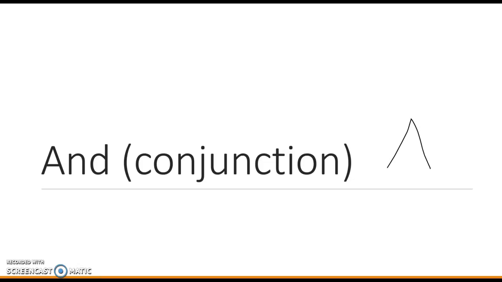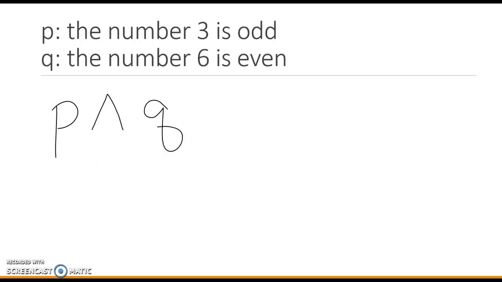The and is known as a conjunction, and the symbol for that looks kind of like a capital A missing the crossbar. If you see this upside down V, it means and. Looking at the problem, the number 3 is odd is our P statement. Our Q statement is the number 6 is even. To show that symbolically, P and Q is written on the screen with the upside down V.